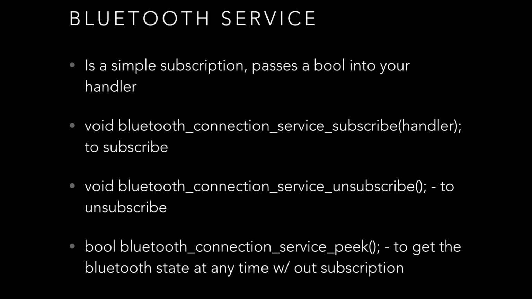So the Bluetooth service is probably the most simple one. It just passes a Boolean into your handler, so whether or not the connection is on or off, so true or false. And so here are a few functions for you to set up the Bluetooth service. So there's Bluetooth connection service subscribe. You put in your handler, and then there's Bluetooth connection service unsubscribe to stop getting handler updates. And then if you don't want to use handlers, you can also use Bluetooth connection service peek, which returns a Boolean of the current Bluetooth connection status.